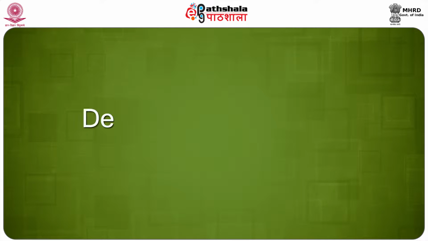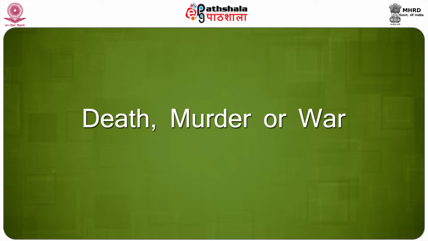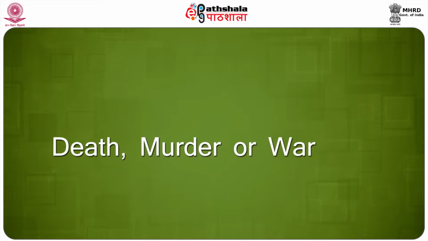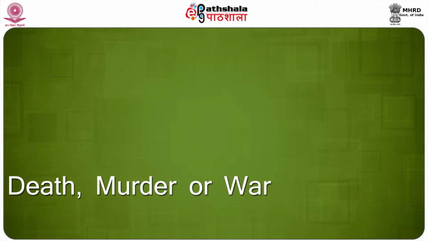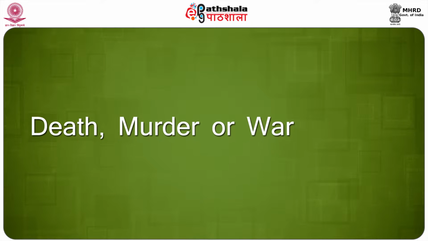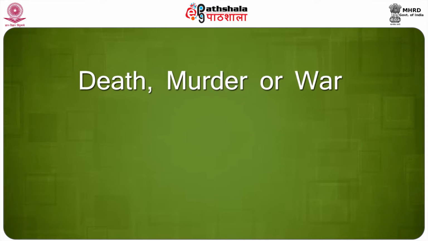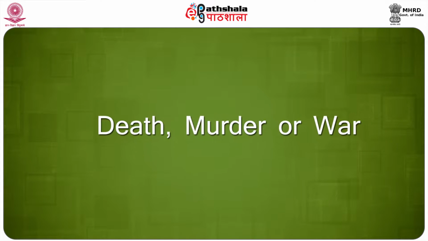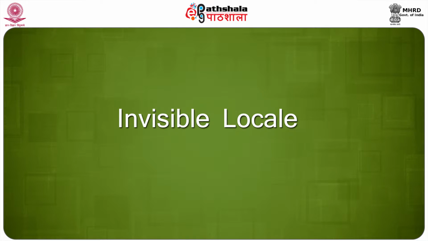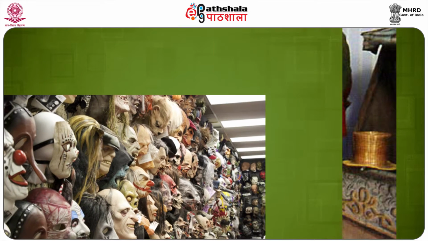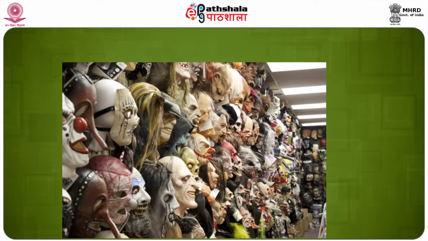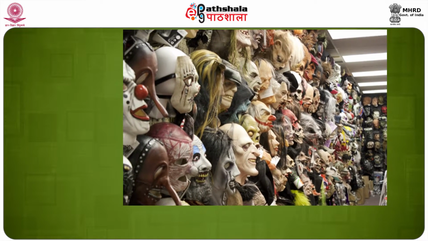Events such as death, murder, or war, which could not be shown on stage, were described in words, and the audience would believe that all of that action was taking place in the skene behind. Then, the skene was no longer just the backdrop or a symbolic place for action to take place, but became an invisible locale of the play. The skene was also used to store costumes, masks, and stage properties. The characters in the play would change their costumes and masks there. It was their green room.